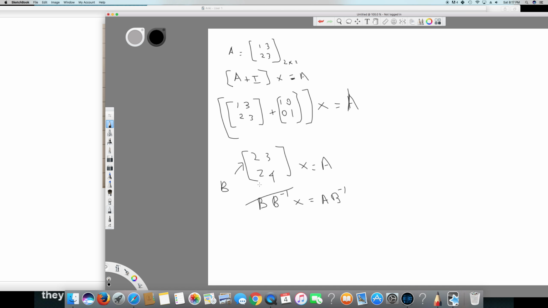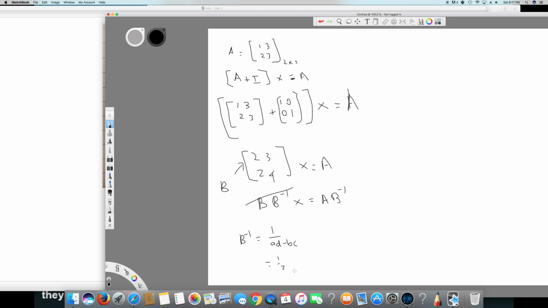So in order to do that, first I have to find B inverse. To find the B inverse, there's a formula for that. If it's 2 by 2, there's a formula: 1 over AD minus BC. AD is going to be 2 times 4, it's 8, and BC is going to be 2 times 3, it's 6. So 8 minus 6 is going to be 2.